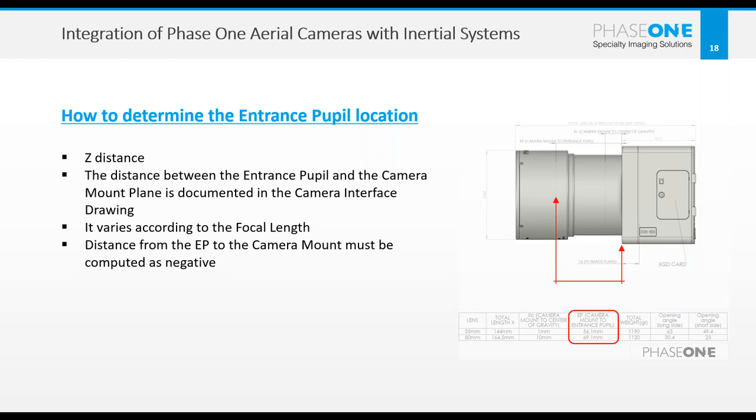Again, as we explained before, the entrance pupil being the origin of the reference body frame, and the Z-axis having positive direction downwards, or aiming to the ground, you can understand that this distance from the entrance pupil back to the mounting plane must be considered as a negative measurement. Okay.